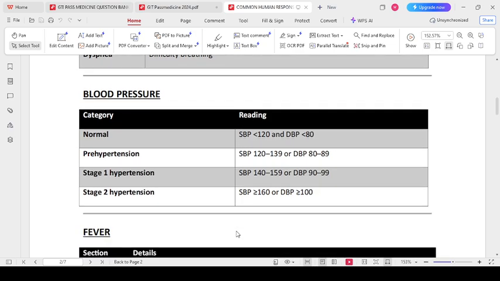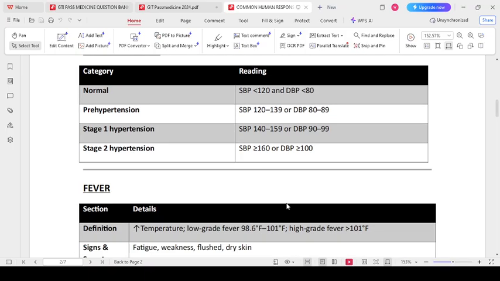Now blood pressure, which is normal when systolic is less than 120 and diastolic less than 80 millimeters of mercury. There are a few stages like pre-hypertension. It means systolic is between 120 to 139, and diastolic between 80 to 89. Stage 1 hypertension means systolic is 140 to 159, and diastolic is between 90 to 99. Stage 2 hypertension means systolic is more than 160 and diastolic is more than 100.